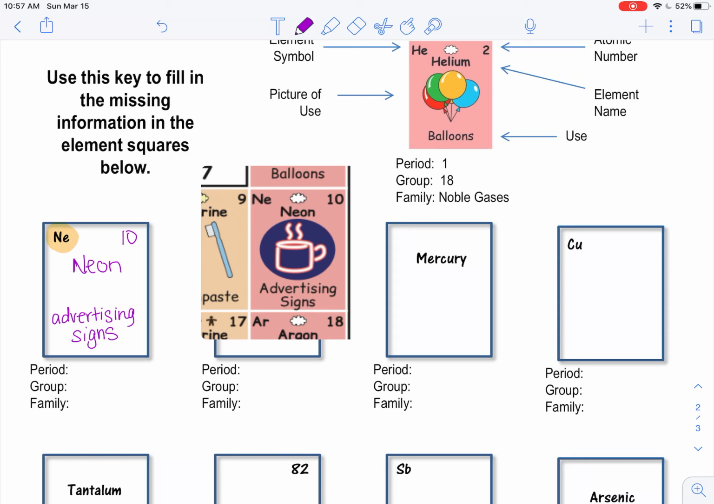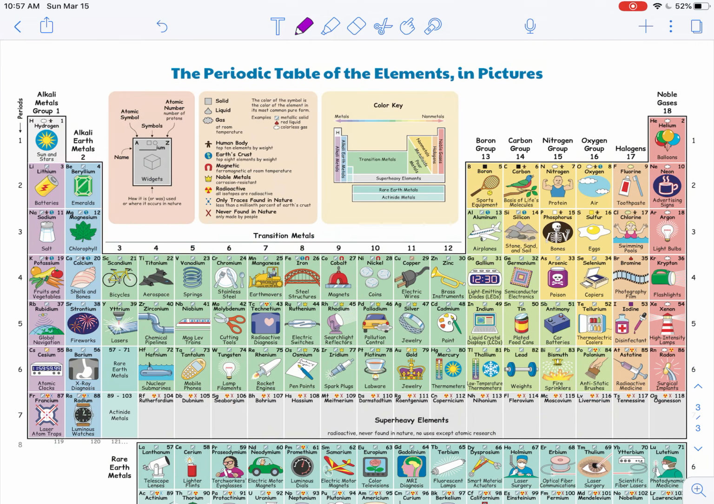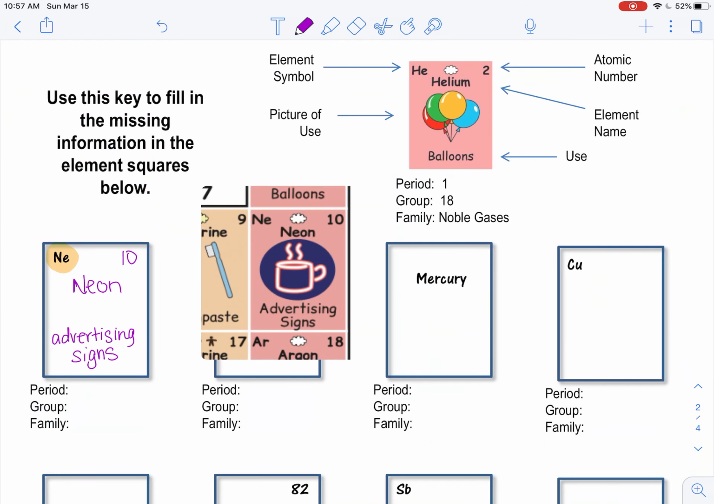And then it wants me to tell them the period, the group, and the family. Now I'm going to need to go back down to the bottom and see. So remember, periods are the rows going down. So neon is in period 2. Groups are the columns going across. So it's group 18. And its family, if I look at this light pink color here, it tells me that that is a noble gas. So we said it was in period 2, group 18, and its family was noble gases.